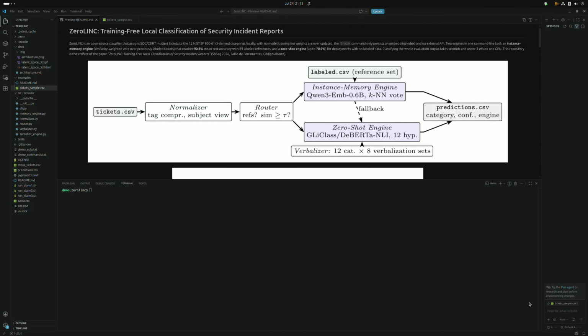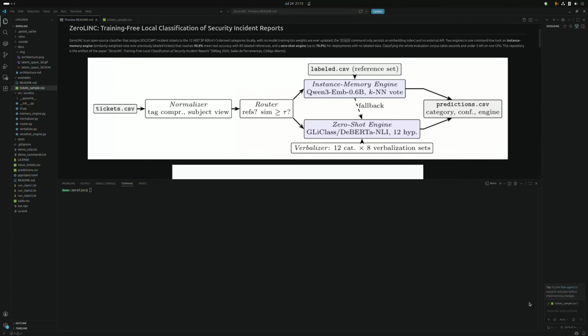If there is a reference set, and if there are incidents in this reference set whose cosine similarity is more than 75%, it passes to an instance memory engine that uses the Qwen3 embedding with 0.6 billion parameters, 600 million. That uses a KNN, k-nearest neighbors, to vote and classify this ticket.